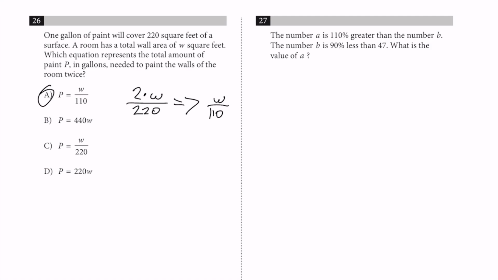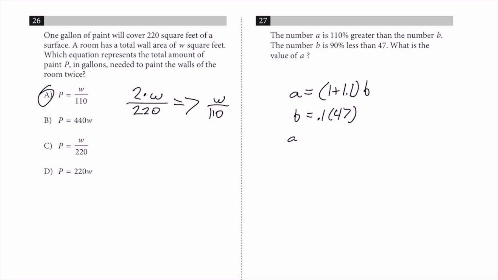All right, so for our final question, the number A is 110% greater than the number B. The number B is 90% less than 47. What is the value of A? So let's just write out our equations. We have the number A is 110% greater. So to be 110% greater, that's 1 plus 1.1 times B. And B is 90% less than 47.